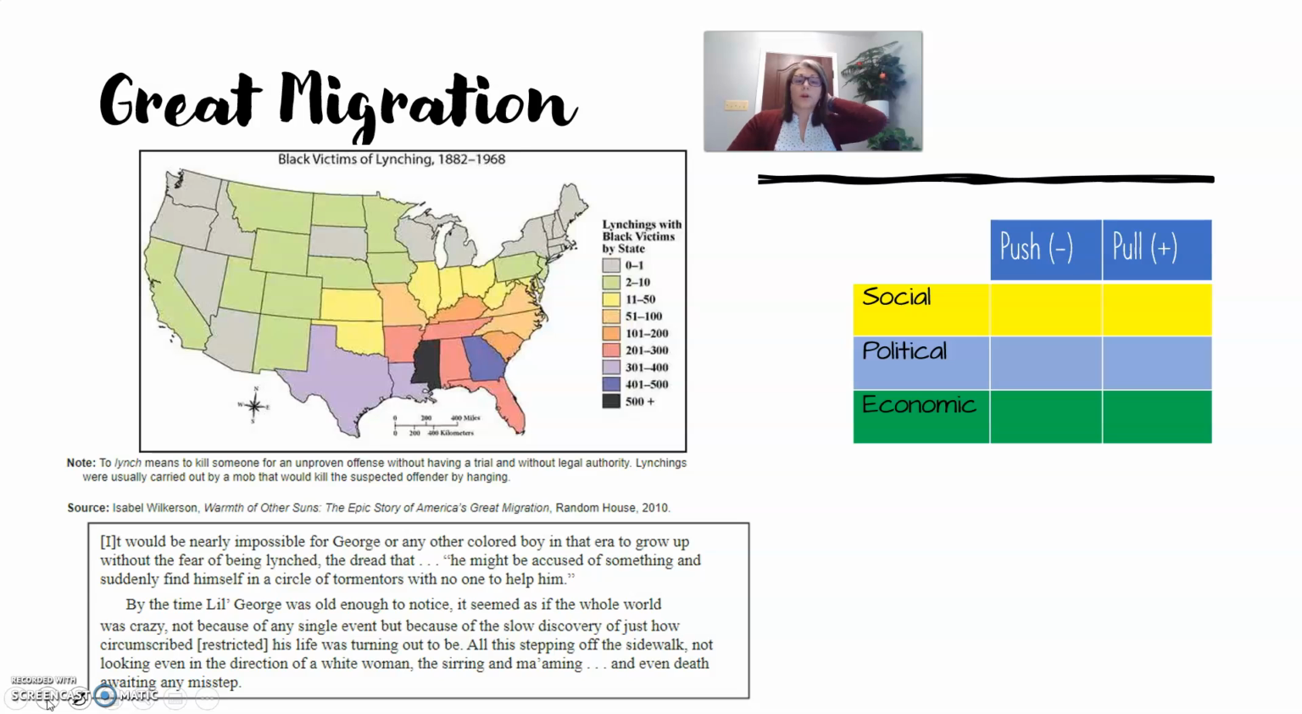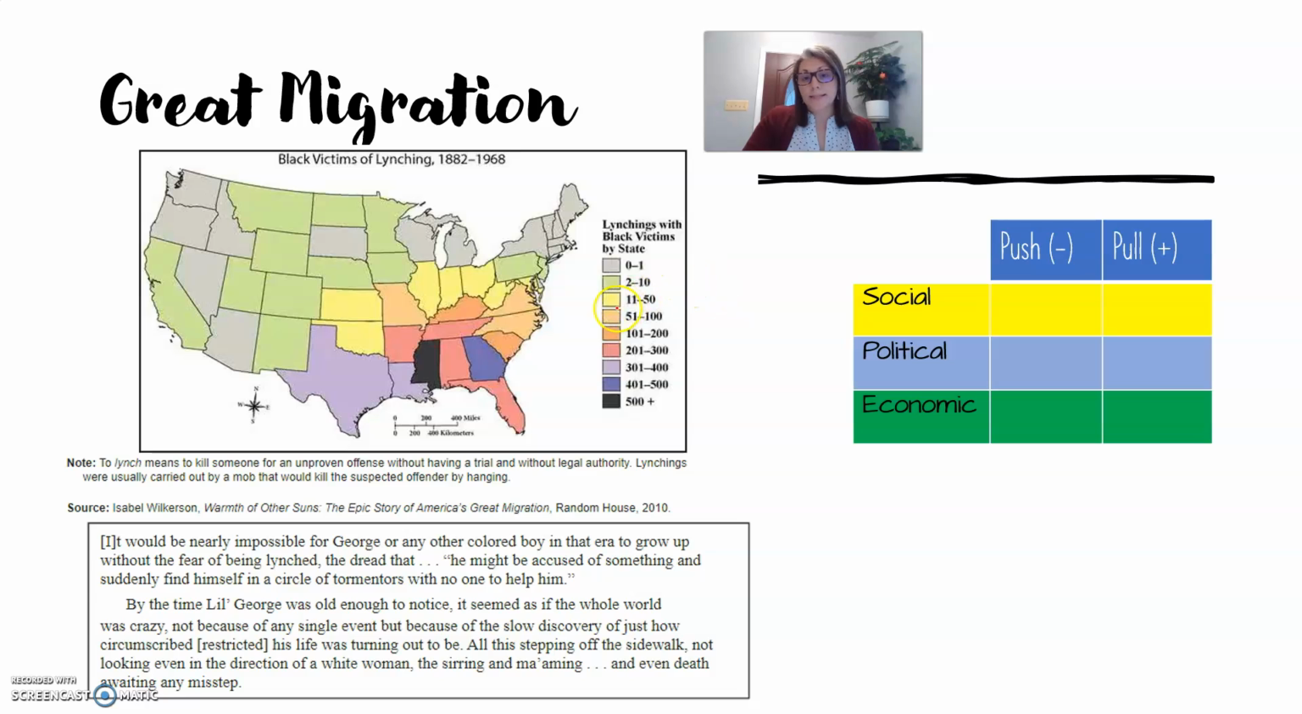So the next one that we're going to look at has to do with lynching. Lynching is when somebody is killed without there being a trial or without having been found guilty. There's no legal reason. It's not like it's a death penalty kind of situation. Somebody is just taken and killed. It's murder, essentially. And you can see from this map the Black victims of lynching from 1882 to 1968. 1968 is very close to recent day, and that's what makes this all the more terrifying.